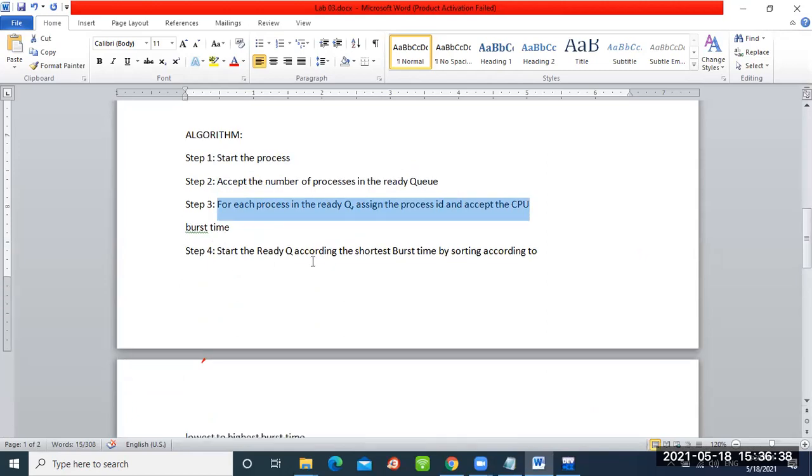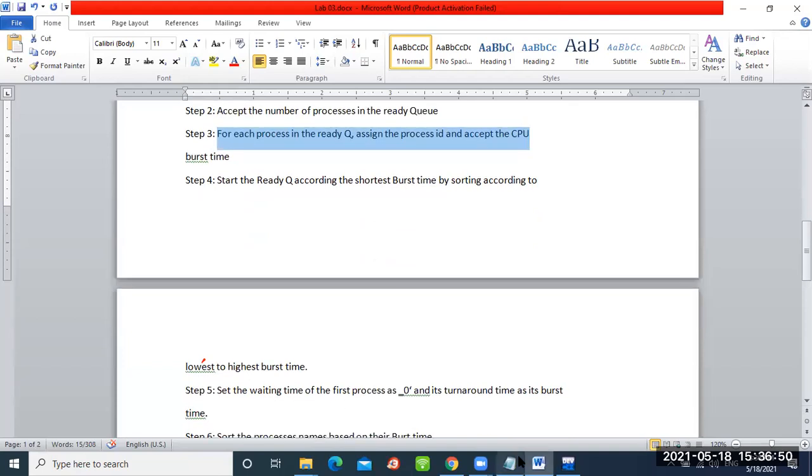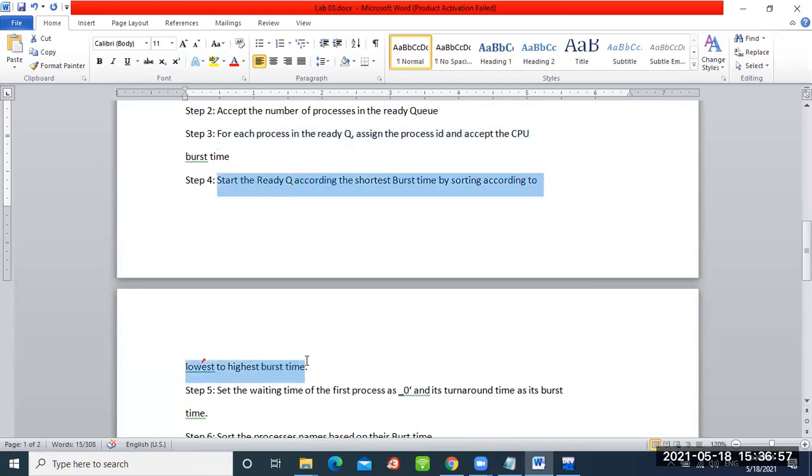Then sort the ready queue according to the shortest burst time, by sorting from the lowest to the highest burst time. That means once you have assigned these processes, now you sort the processes. Now I will sort the entire process in the order of their burst time. So छोटे से बड़े में इसको sort करना है.